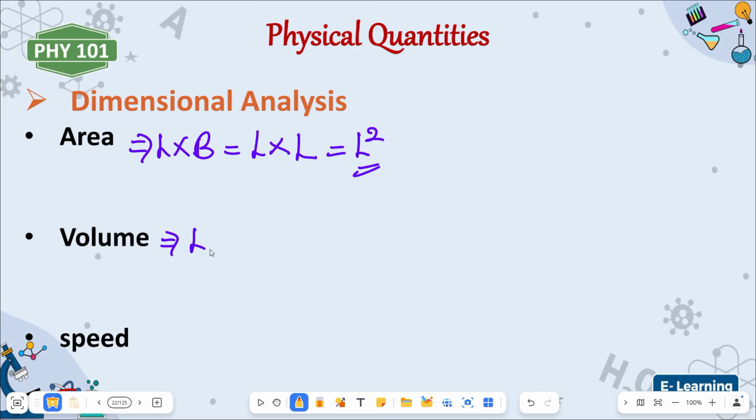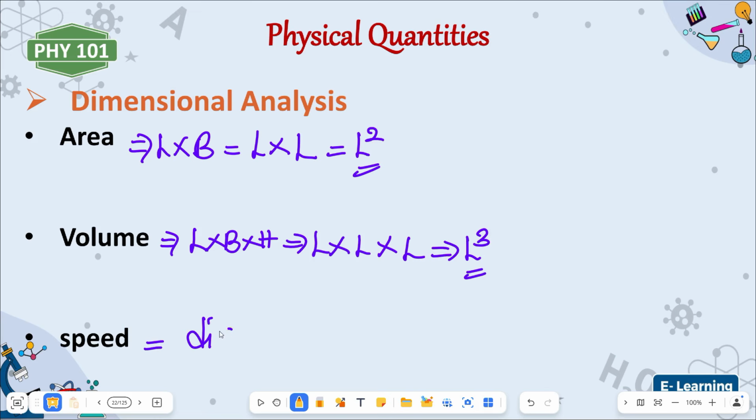Then volume, of course, is length times breadth times height. I've told you that all of these have their dimension as length. Dimension for length is L. Dimension for breadth is also L. Dimension for height is also L. So when these three things multiply each other, it gives us L raised to the power of 3. How about speed? Speed is distance over time.